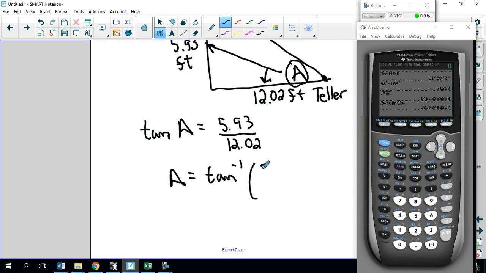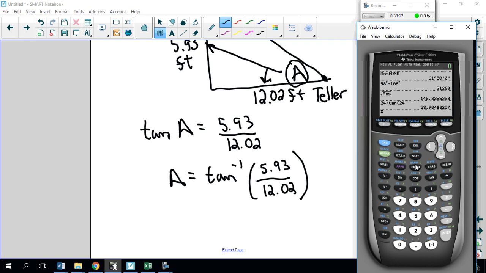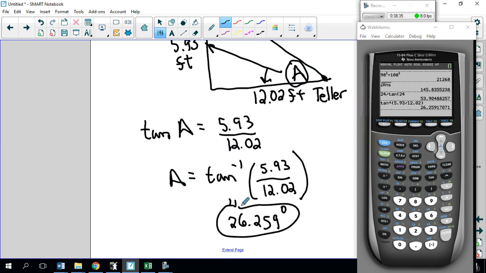Once again, we don't truly understand inverses, but as long as it's less than 90, we won't have any issues. Second tangent, 5.93 divided by 12.02, and I get 26.259 degrees. Once again, if you're in MML, read your direction, be a rounder. By the way, in this problem, rounding and truncating is the same.